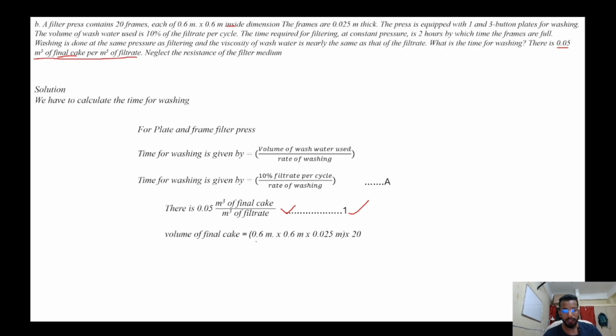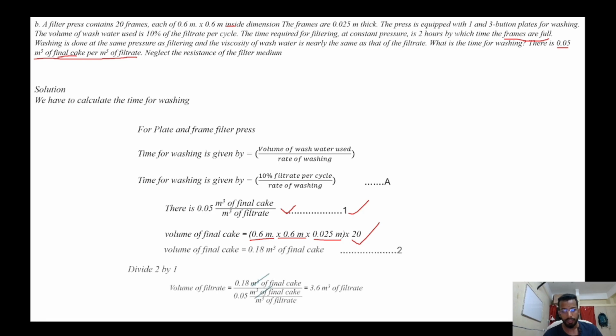Since the frames are full of cake, the volume of the final cake is 0.6 into 0.6 into 0.025 into 20 frames, so 0.18 meter cube of final cake. Now dividing this by 1, we get 3.6 meter cube of the filtrate. Now 10% of this value is the volume of the wash water used.